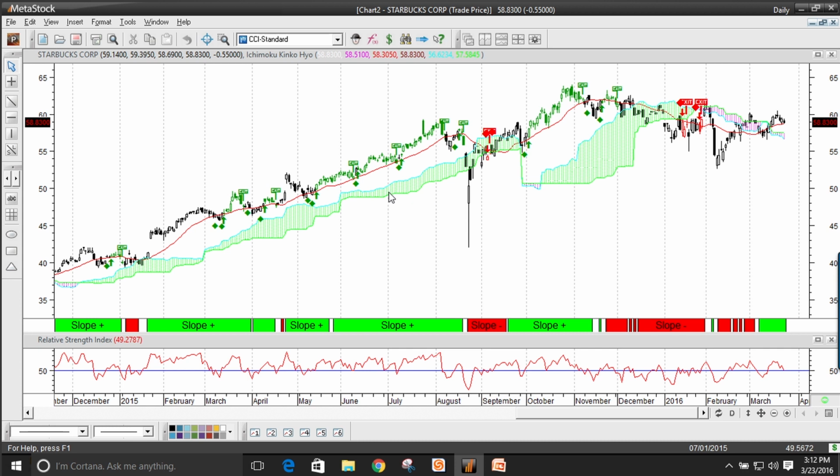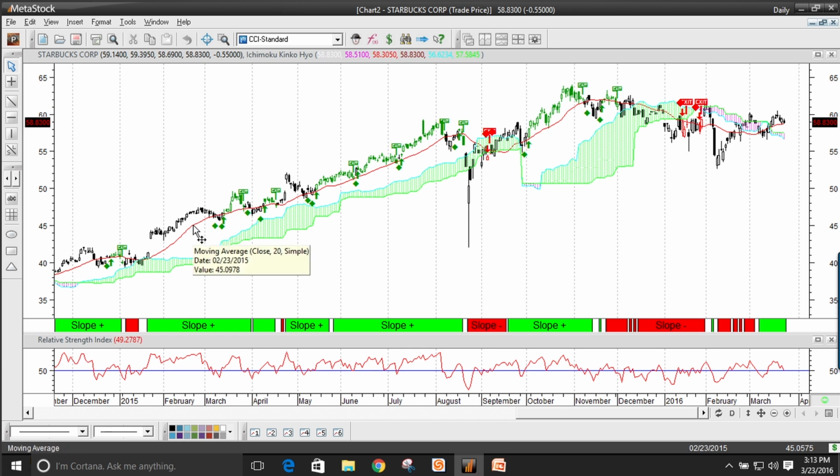Okay. One of the things I want to talk about first is this slope ribbon. If you've seen the Our Favorite Trade Setup, it's another add-on package that Vince has created for MetaStock. It's a very similar slope ribbon. The way it works and the way it's calculated are actually the same. What the slope ribbon is looking at is this 20-period moving average, the red line here on the chart.